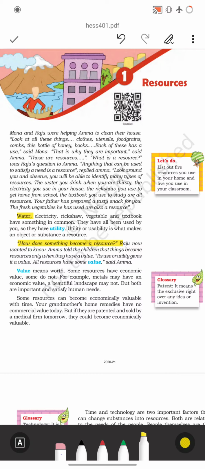Its use or utility gives it a value. All resources have some value. Okay. Clearly listen. All resources have some value. The pen we have is 5 rupees, that has its own value. The chair has its own value. Everything we use has some value. The value, that means not only money.